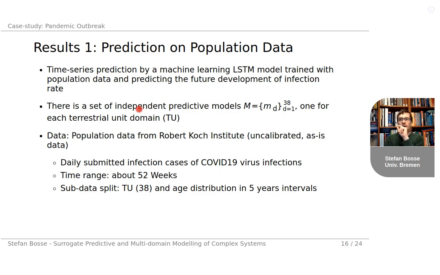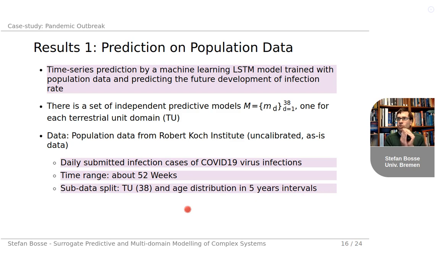So here are the first results, and this is not a simulation. The results of level 1 are the prediction on population data. That means we have no simulation anymore. We only have the time series prediction by a machine learning LSTM model trained with population data collected by the Robert Koch Institute from an infection database for COVID-19 infections. The time range was about 52 weeks, partitioned into the already mentioned 38 terrestrial units and split into 5-year age intervals of the people. So we use this data, and we have 38 models, one for each terrestrial unit.